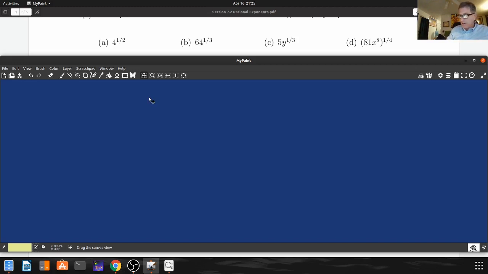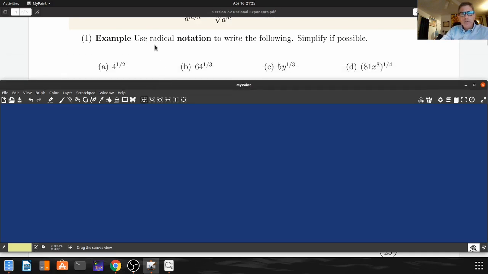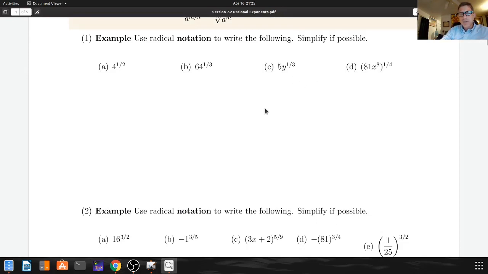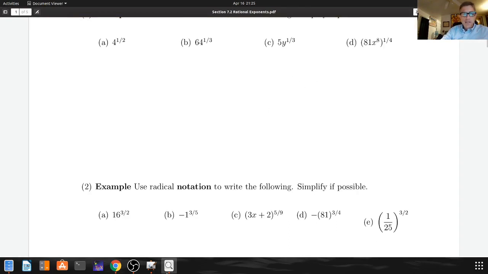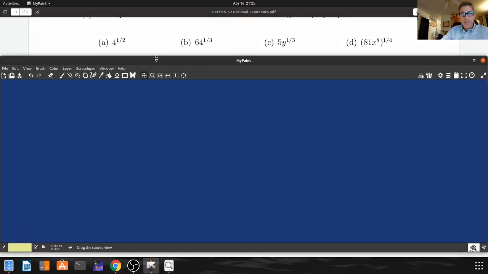So we are instructed to do what? We want to use radical notation to write the following. Simplify if possible. Simplification is kind of a tricky thing. A simplification in one context may not be a simplification in another, but I'm going to show you what they're aiming for. So this is an example.